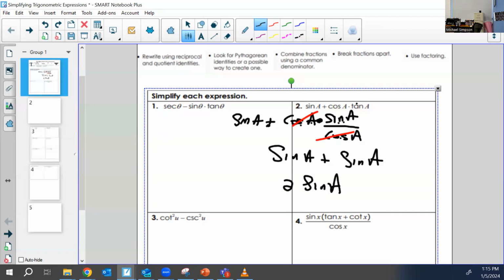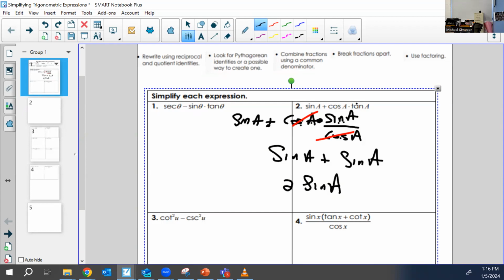This gets fun when you get to some more advanced class. Are we good so far? 2 sine A. All right, guys, listen up. There's no magic bullet. You just got to do them over until you start to see the connections. Oh, I got to use this identity here. There's no magic bullet.